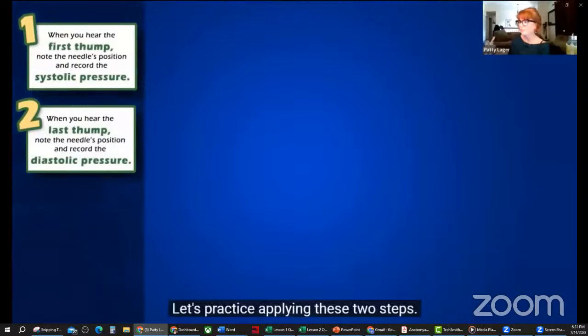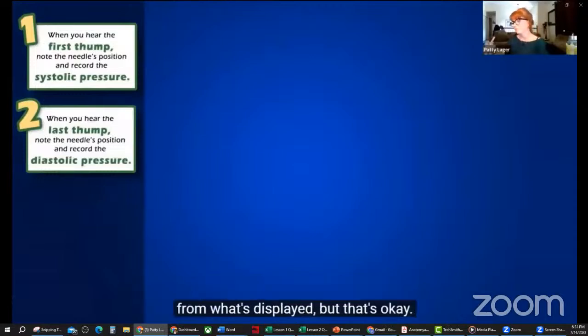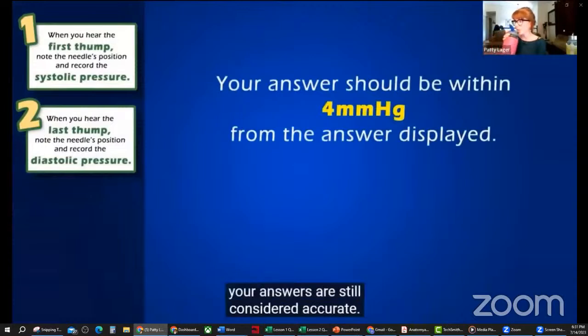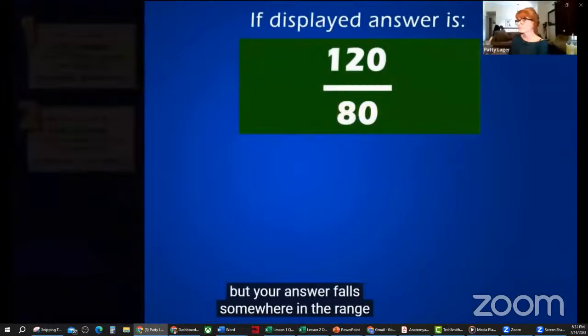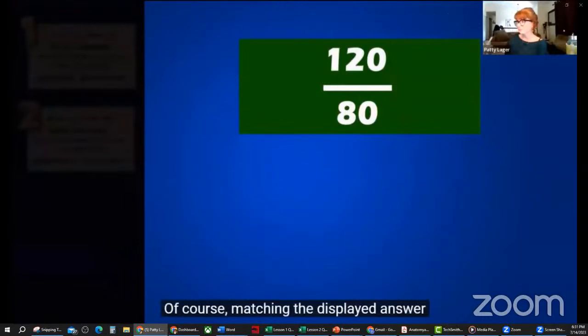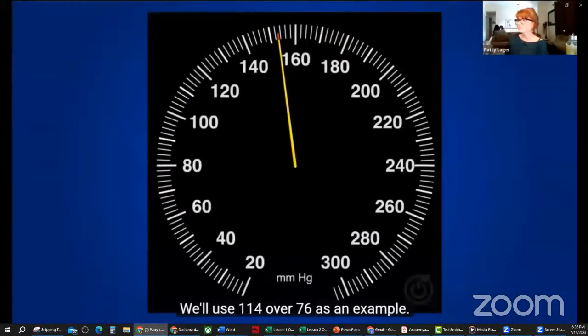Let's practice applying these 2 steps. Please note that your answer may be slightly different from what's displayed, but that's okay. As long as your answer is within 4 millimeters of mercury, your answers are still considered accurate. For example, if the displayed answer is 120/80, but your answer was somewhere in the range of 118/78 through 122/82, your answer is still considered accurate. Of course, matching the displayed answer is the goal to achieve the most accurate answer. We'll use 114/76 as an example.